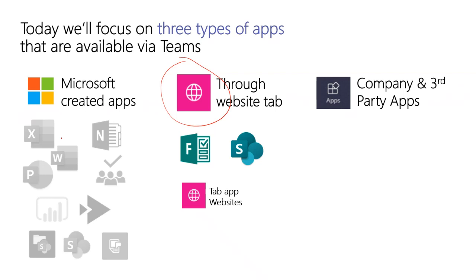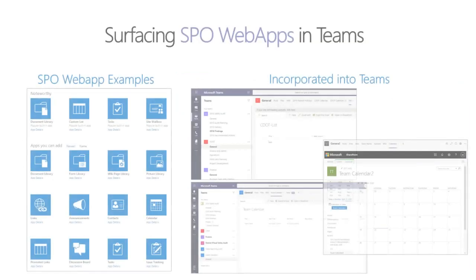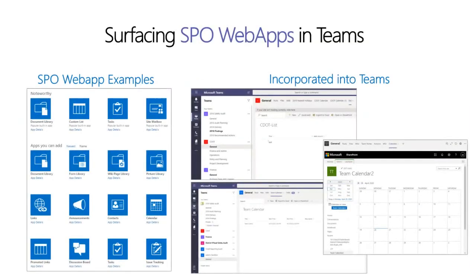So first, let's talk about SharePoint Online web apps. This is a cool method that's available to anyone in any of our government spaces. If the website tab is turned on, that's the only thing you need, and you can surface your SharePoint Online web apps directly into Teams. So if you go to SharePoint Online, this is a more advanced feature, but I do want to mention it because I think it's worth mentioning.